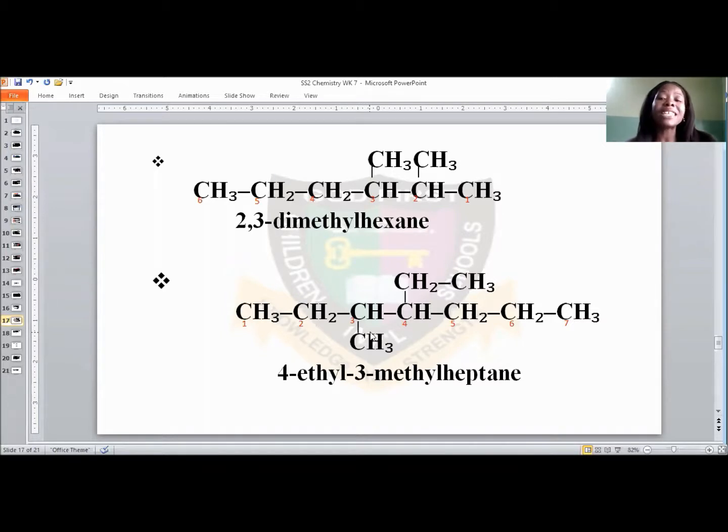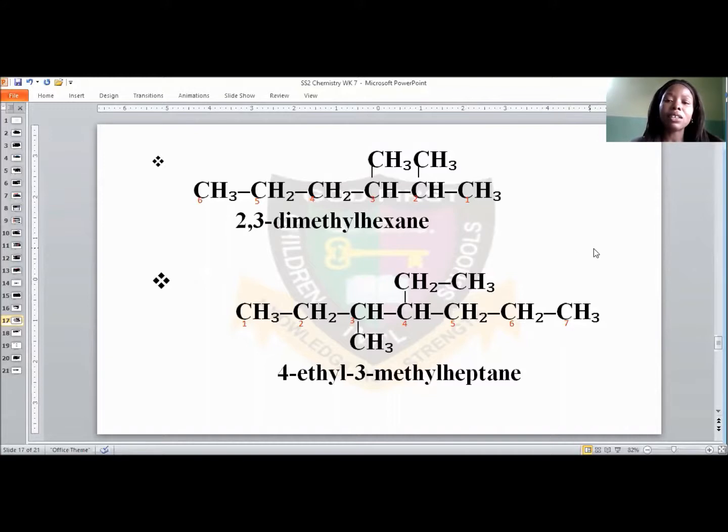Now remember, we said that when there are 2 different kinds of groups, you name them alphabetically. So the name will be 4-ethyl, because E in alphabetical order comes before M. So you have 4-ethyl, 3-methyl heptane. The parent chain is heptane, 7 carbon. And this group C2H5 is ethyl. Hope we get that. That's the C2H5 group if you condense the formula. So that's the name of this compound.